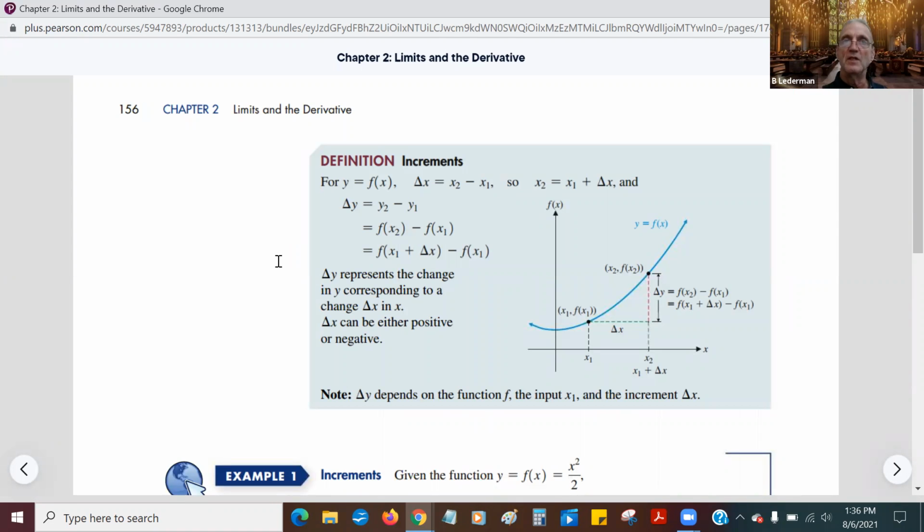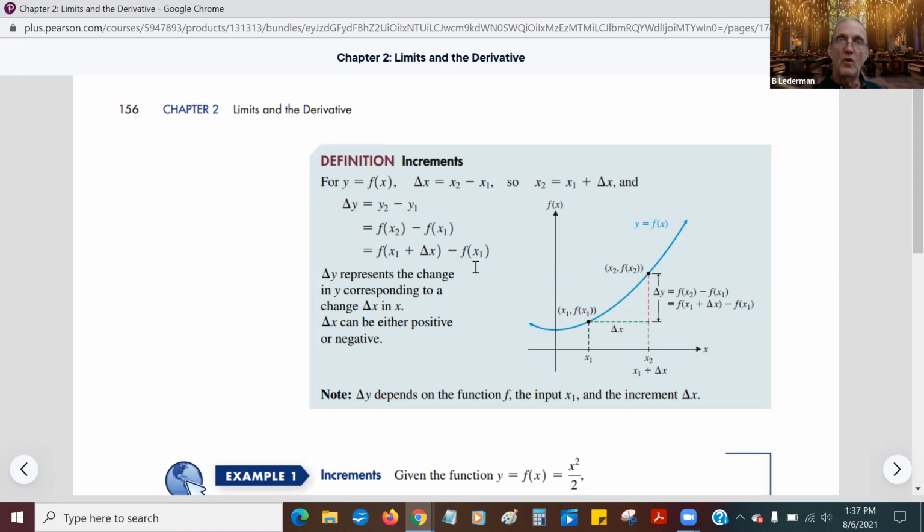Here's the official definition. If delta x is equal to x2 minus x1, which means x2 is equal to x1 plus delta x, or plus a change in x, or plus whatever you want to say, delta y is going to be y2 minus y1, and y2 is f of x2, and y1 is f of x1. And notice that f of x1 plus delta x, minus f of x1, that is delta y.